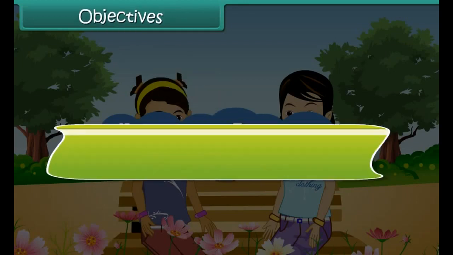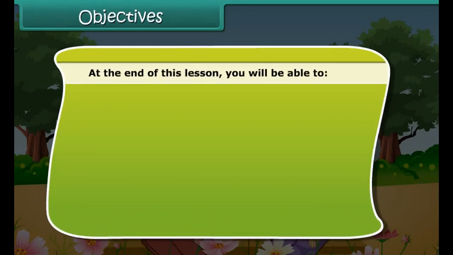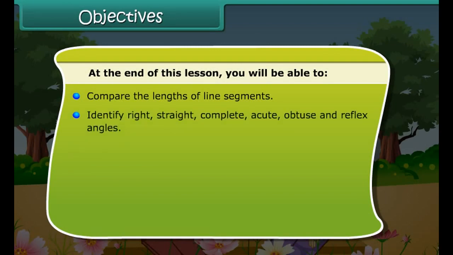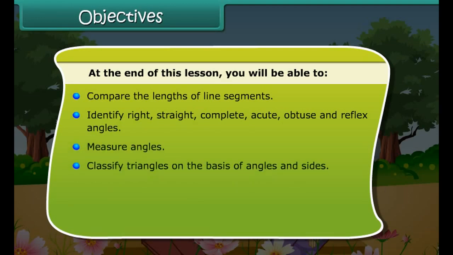Objectives. At the end of this lesson, you'll be able to compare the lengths of line segments, identify right, straight, complete, acute, obtuse, and reflex angles, measure angles, classify triangles on the basis of angles and sides, categorize quadrilaterals, name polygons, identify 3D shapes.